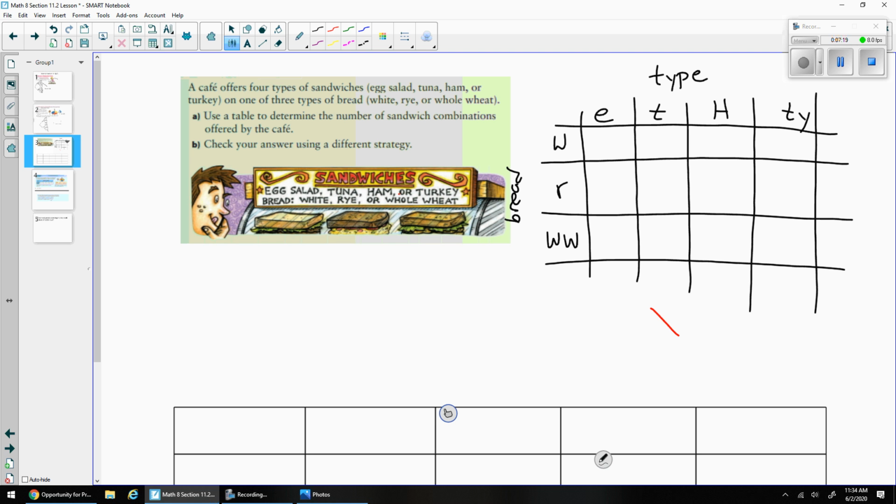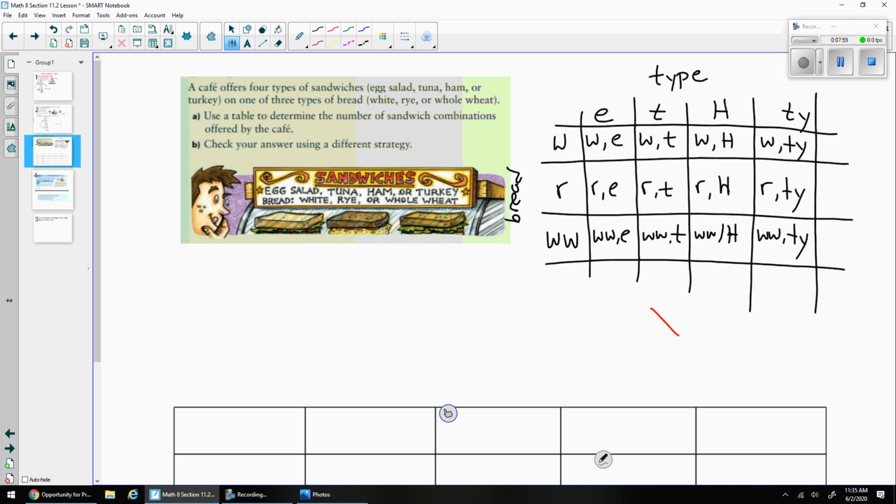You could have your white bread, egg salad on white bread. You have white bread with tuna. You could have white bread with ham, or you could have white bread with turkey, or you could have rye bread with egg, rye bread with tuna, rye bread with ham, rye bread with turkey, or you could have whole wheat bread with an egg salad on it, whole wheat with tuna, whole wheat with ham, or whole wheat with turkey. Okay, and here's all possible outcomes.